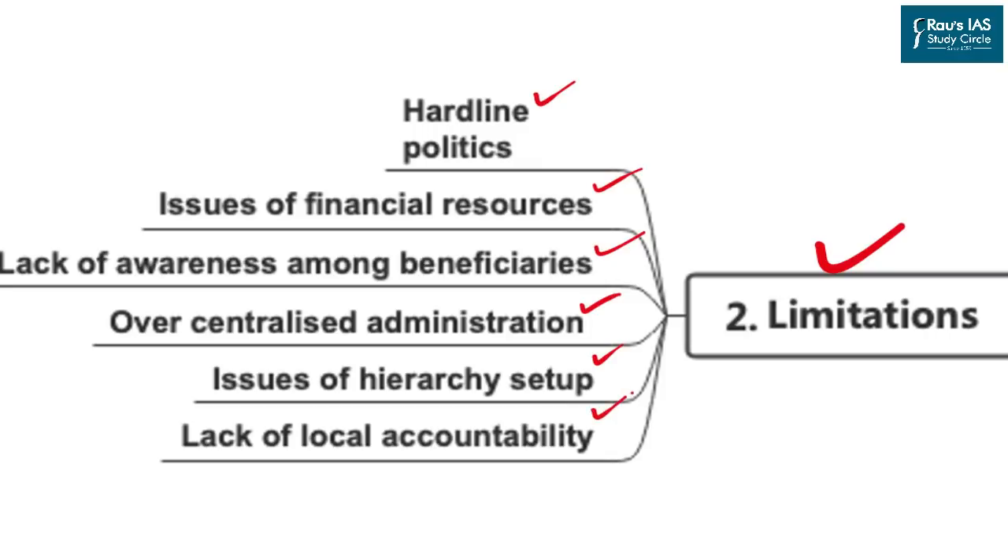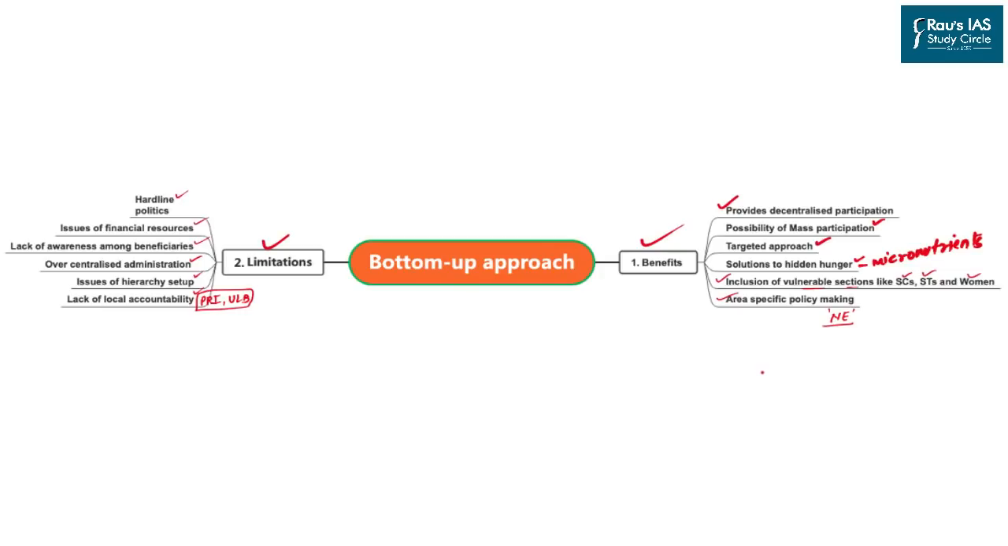And the last one is lack of local accountability, because Panchayati Raj institutions or the urban local bodies do not have an accountability mechanism where they can be held responsible for not providing food to the needy and the poor population in their locality. So, given this discussion on the bottom-up approach, let us look into the current situation of food insecurity in India.